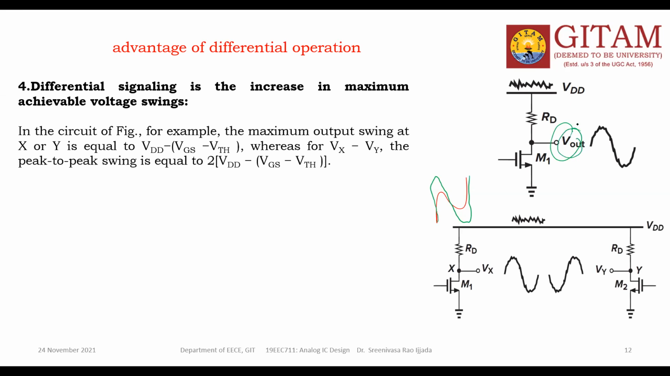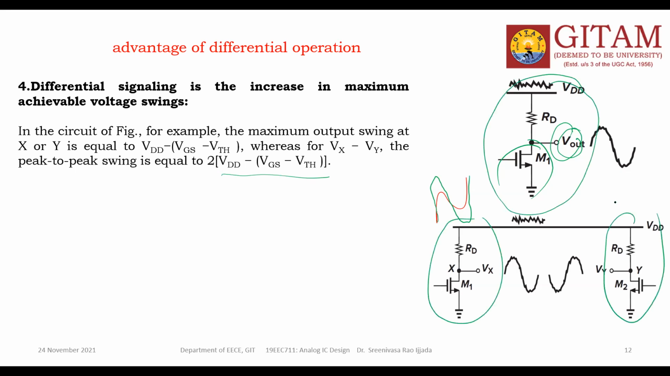Otherwise, we can say Vout is equal to VDD minus the drop. What is the drop? VDS, which means VGS minus VTH. So this is this one. Suppose you take two circuits of the same type, like here and here, but with only the phase inverted. What happens? This output is VDD minus (VGS minus VTH), and the other output is also VDD minus (VGS minus VTH). So in total it becomes two times this one, and your voltage swing is maximized.